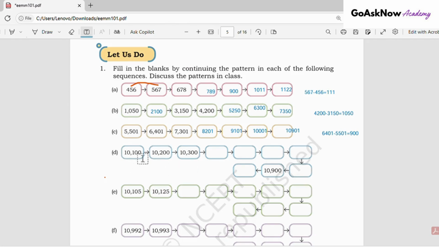Then the difference between these two is equal to 1,200 minus 1,100 is equal to 100. We have to add 100. That means 1,300 plus 100 is equal to 1,400. This is so on. Which means we are adding the 100 value from the previous one.